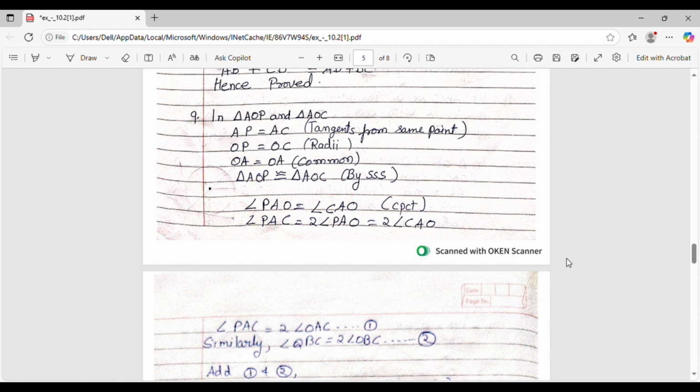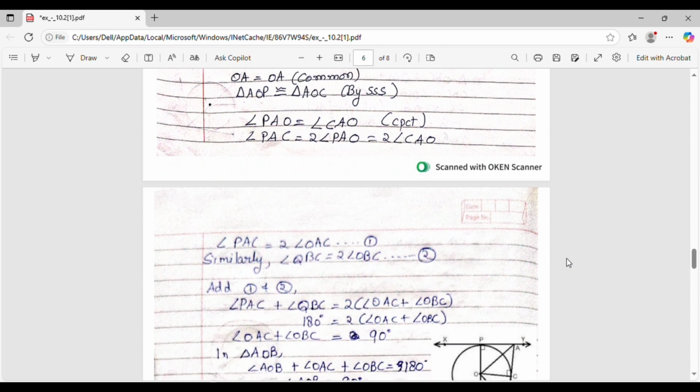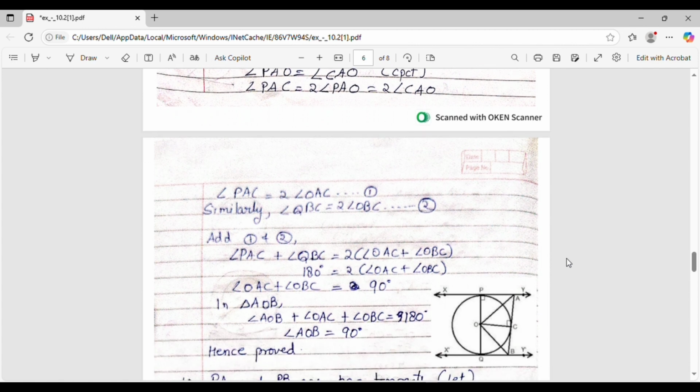We can say similarly angle QBC is twice angle OBC. By adding equations 1 and 2, we will get angle PAC plus angle QBC is equal to twice angle OAC plus OBC. We will get angle AOC plus OBC equal to 90 degrees, and by adding these three angles in triangle AOB, applying the angle sum property, we will get angle AOB as 90 degrees, hence proved.